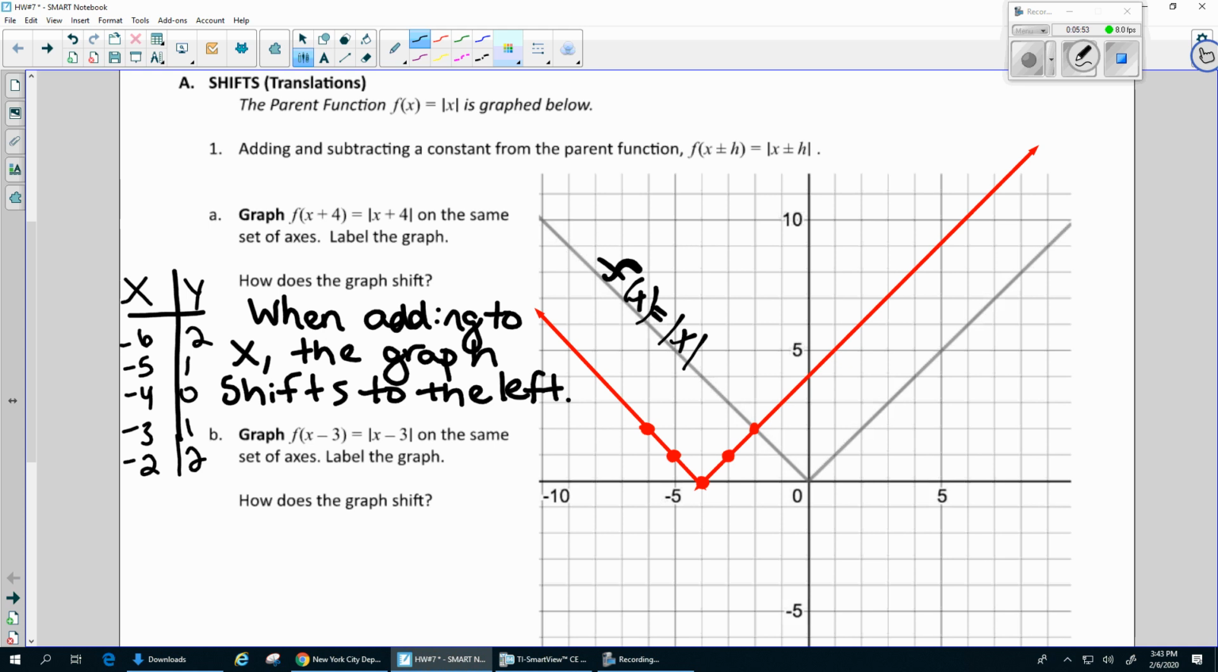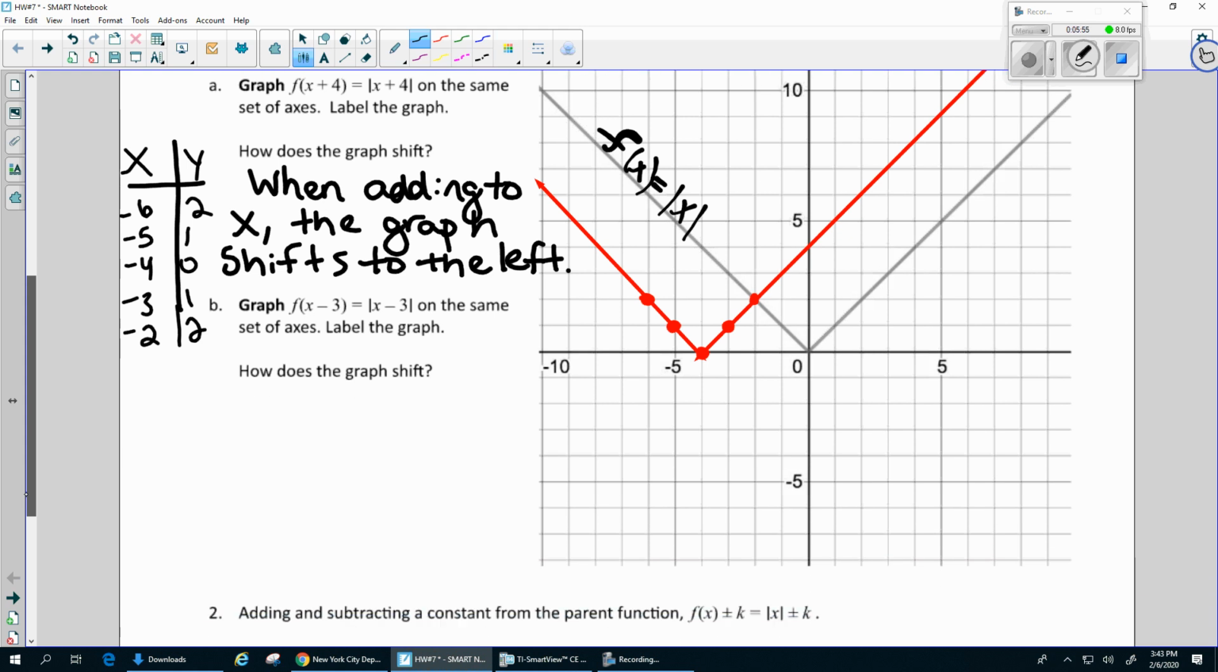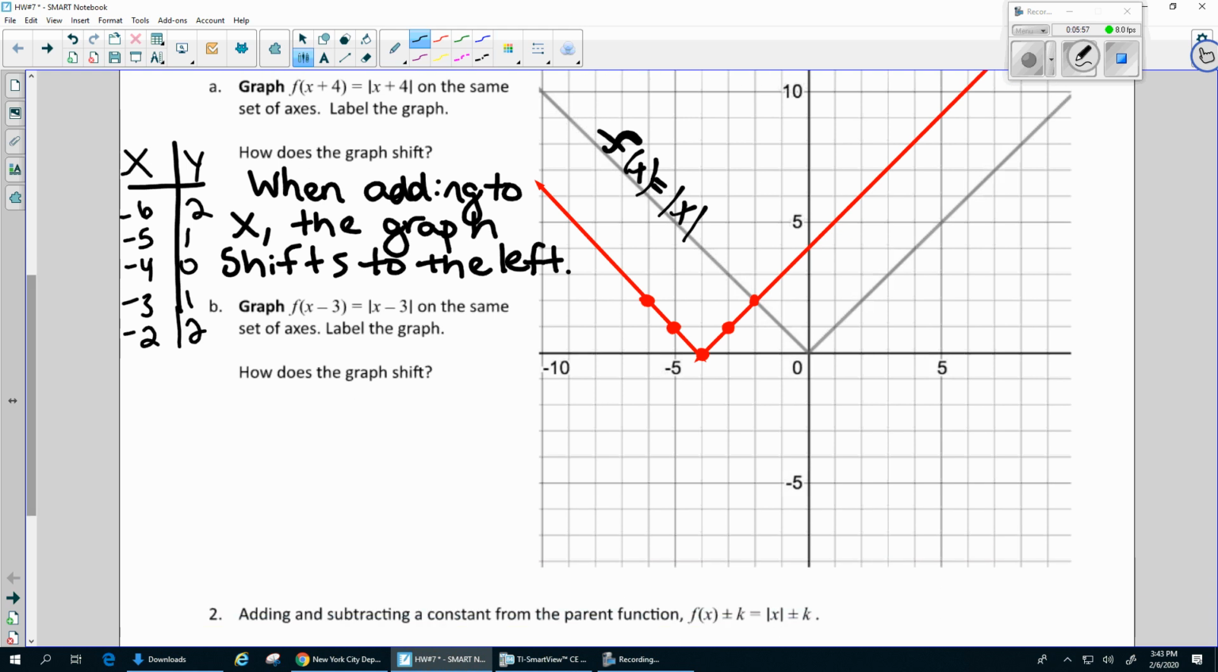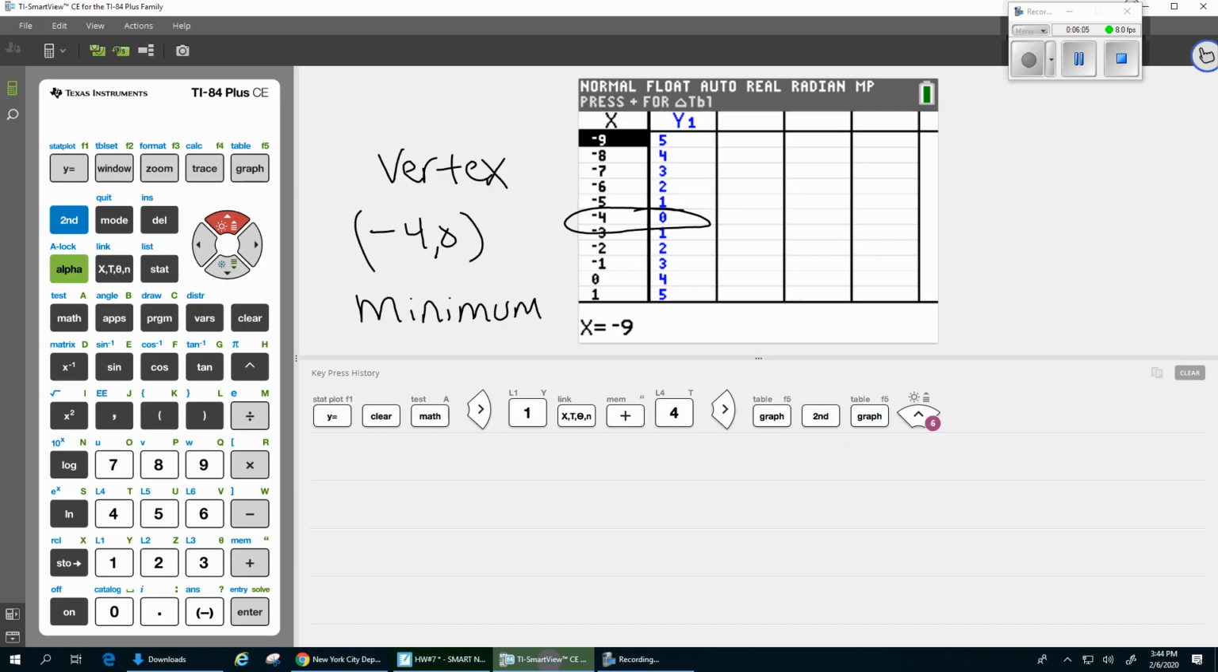Okay, on the same axes, we're going to graph f of x minus 3. So we're going to take 3 away from x. So I'm going to look at my graphing calculator.